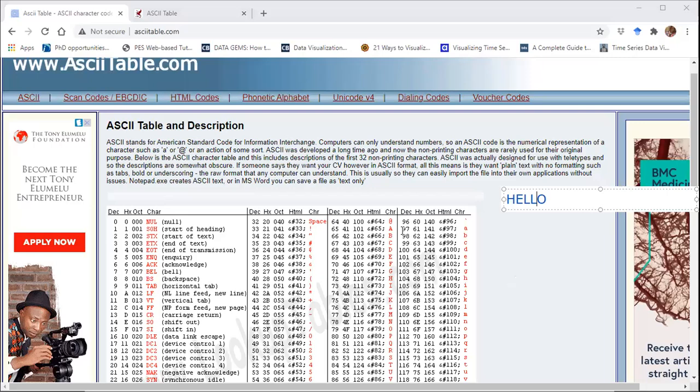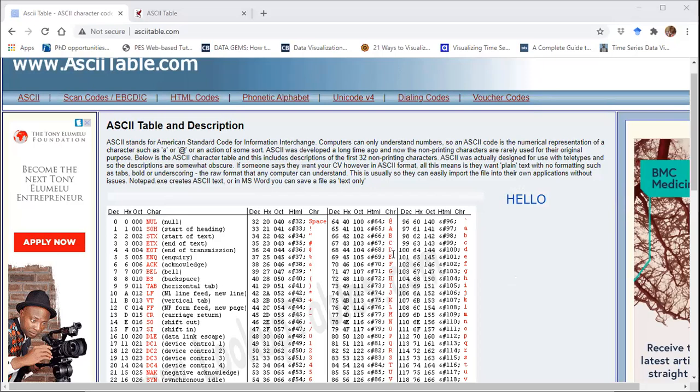So if a letter is a capital letter, for example, the letter H, its number is 72. And when you convert 72 to hexadecimal, it will be 48. If you convert to octal, it will be 110. So that is for the H.